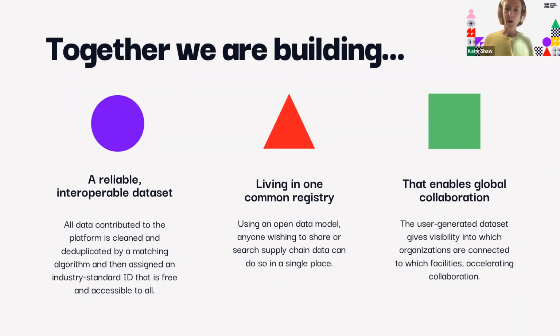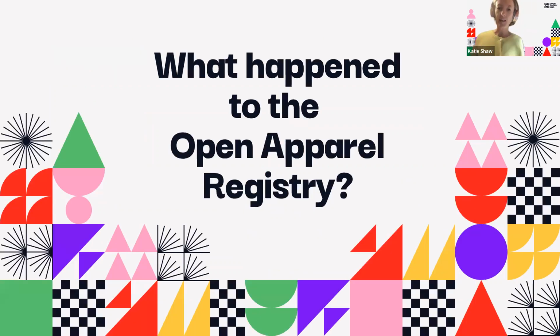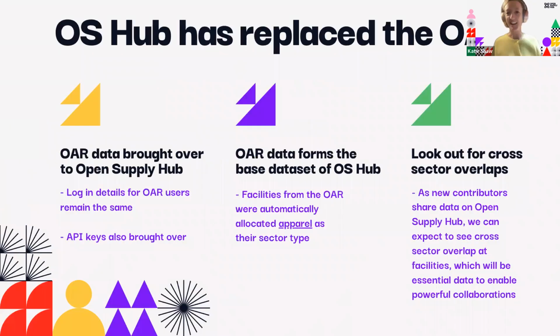One thing I did want to talk about, if we move on to the next slide, is that there will be many people on this webinar who know us from our roots in apparel. So just very briefly, I wanted to address what happened to the Open Apparel Registry. The headline news, if we move on to the next slide, is that Open Supply Hub has replaced the Open Apparel Registry. But there are three key things to note in that regard.